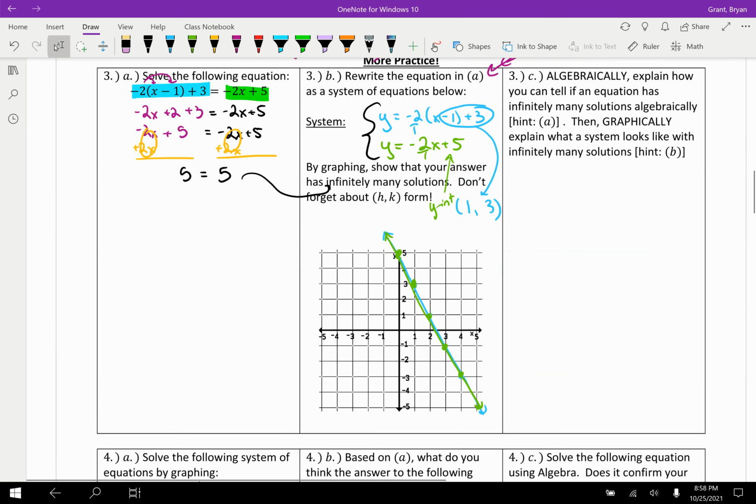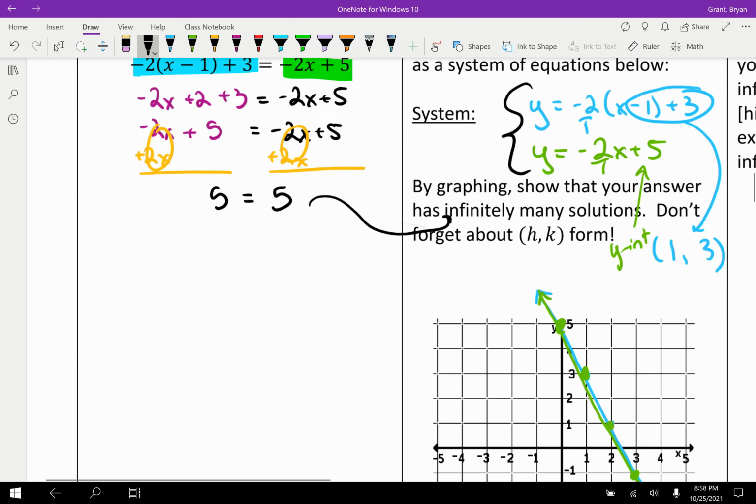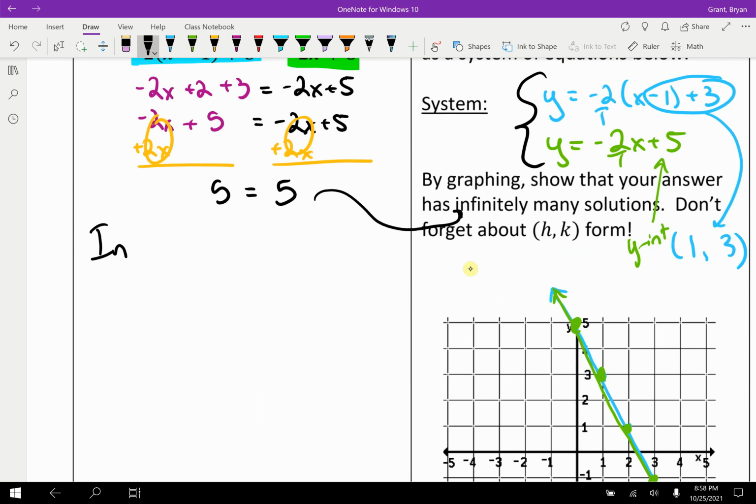Well, the first thing it tells us is that when 2 lines are on top of each other, we should know that's infinitely many solutions. And because this over here on A is the same problem, it tells us that this answer means infinitely many solutions.